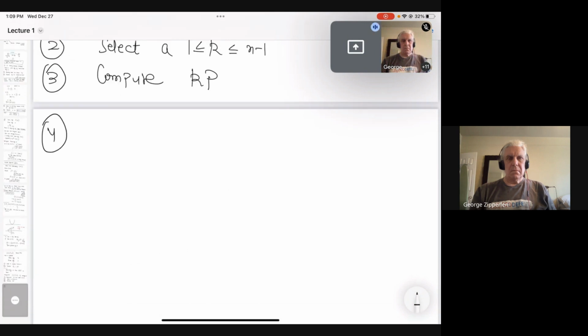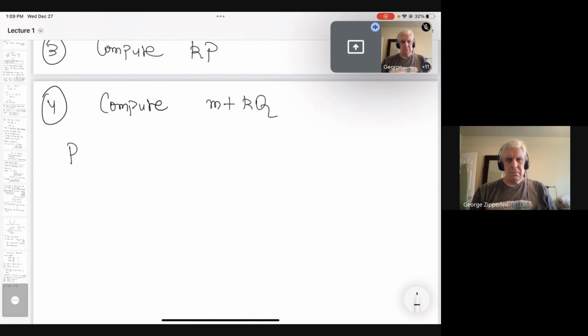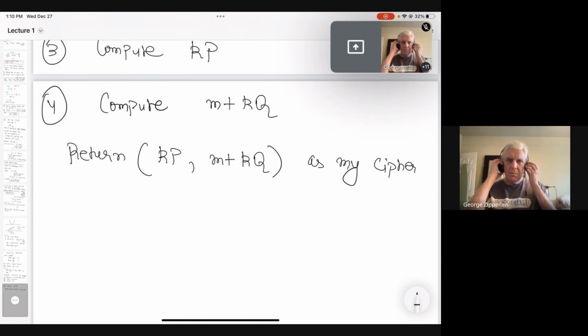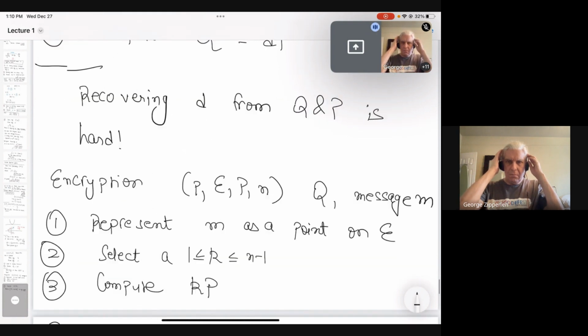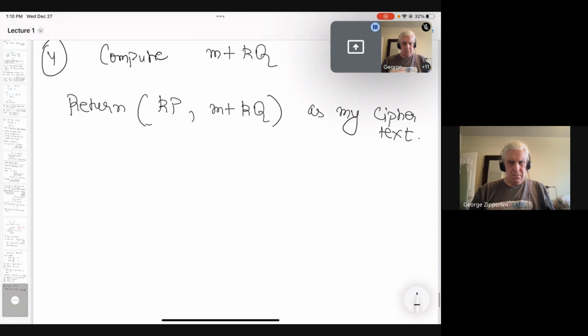Once we do that, also compute my message plus k times Q, where Q is now my public key. And I return k times P and M plus k times Q as my ciphertext. So basically, from this P and Q, the choice here is this k. And I'm computing this using the technique of adding points on elliptic curves, which we'll see later: what the equations are and how we do that.